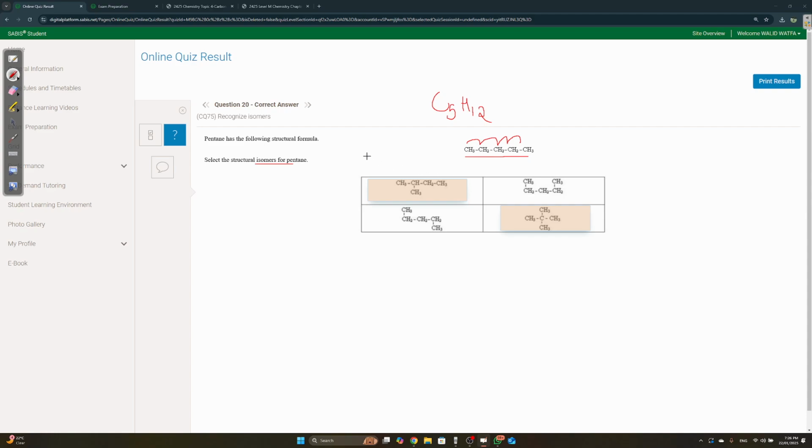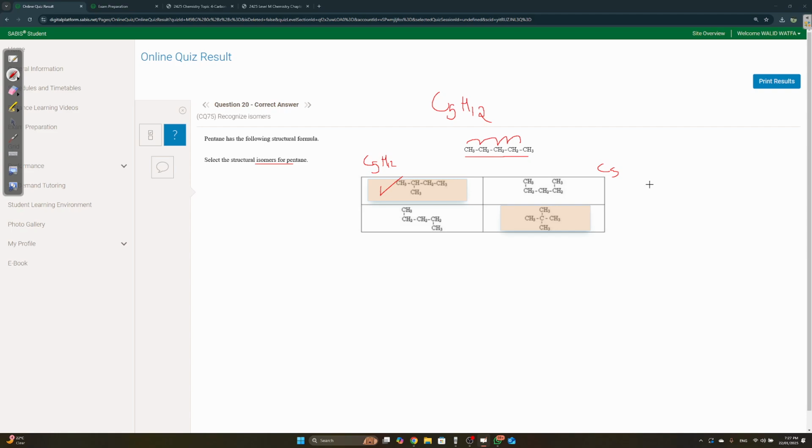Let's start here. We have 5 carbons, so C5. Let's count hydrogens. 3 plus 1, 4, 4 plus 2, 6, 6 plus 3, 9, 9 plus 3, 12. So this is also C5H12. So without even looking at the structure, I click it, okay? Here, 5 carbons, but if you count the hydrogens, 3 plus 2, 5, 5 plus 2, 7, 7 plus 2, 9, 9 plus 3, it's 12, but why is this wrong?